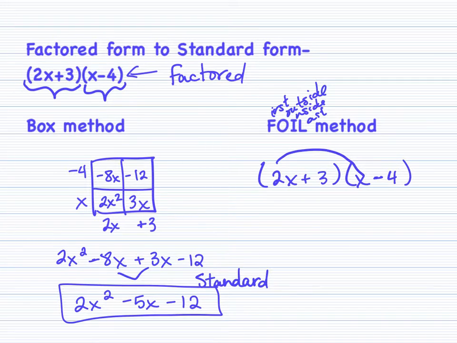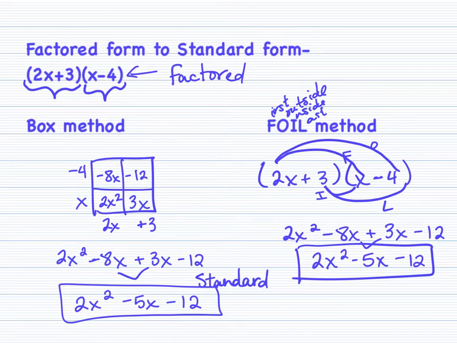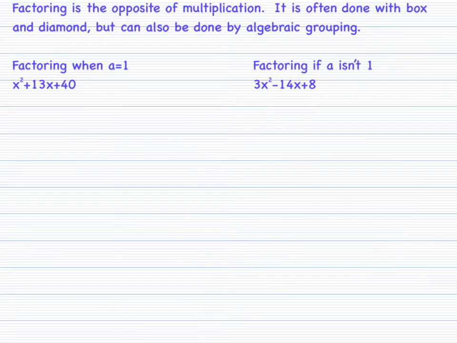So we multiply our first terms, so 2x times x, which is 2x squared. Multiply our outside terms, so this is the F, this is the O. 2x times negative 4 is negative 8x. Inside terms, 3 times x, plus 3x. And last terms, 3 times negative 4, which is negative 12. So 2x squared minus 5x, again, combine your like terms, minus 12. So we end up with the same thing, just the process looks a little different, and it just depends on what works best for you. I really don't have a preference.